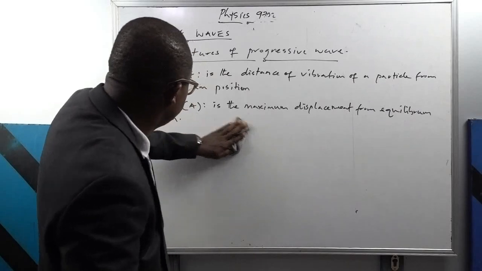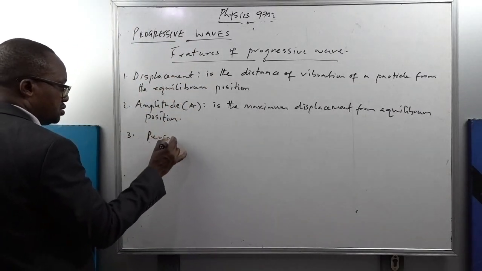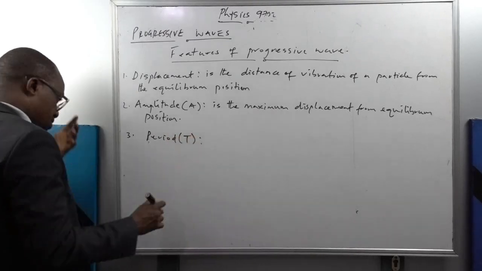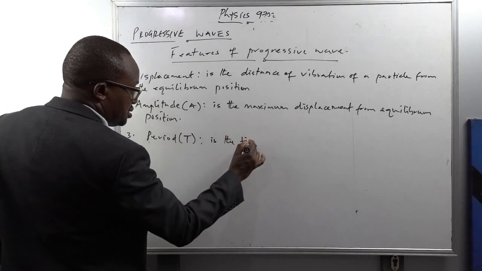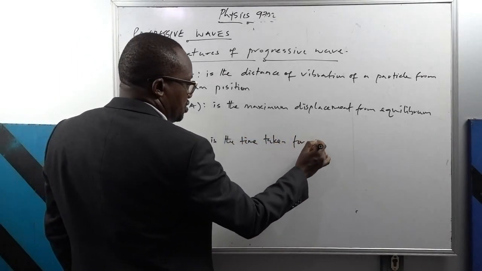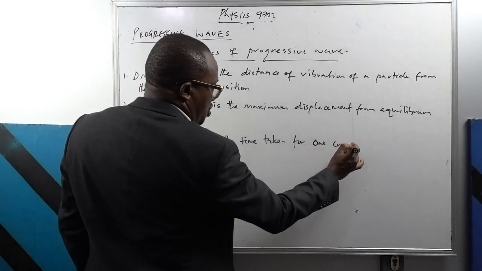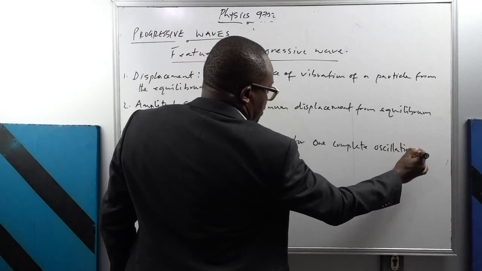Next, period. Symbol for period is capital T. Period is the time taken for one complete oscillation or cycle.